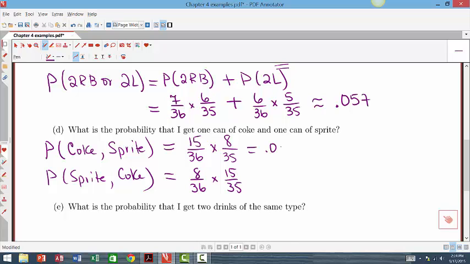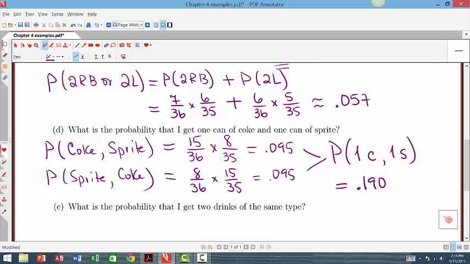So you should get 0.095 here, 0.095 here. If you add them all up, this would be the probability of getting 1 Coke, 1 Sprite, regardless of the order, and your answer should be 0.190. Okay, so that one is a little tricky, because usually what I see is students not realizing that you can have 2 different situations that describe this event. Okay, but the probabilities are the same, so you can compute one of them and just double it.